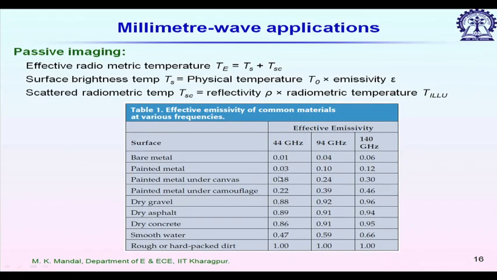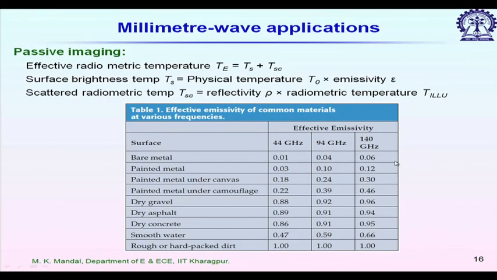Now, if I go through different values for the effective emissivity of different materials, we see that emissivity varies with material. Not only that, emissivity is also a function of frequency. For example, bare metal has an emissivity of 0.01 at 44 gigahertz, and it increases to 0.06 at 140 gigahertz. If you go through the table, rough or hard packed dirt is a very good emitter. Emissivity is 1 at 44 gigahertz, at 94 gigahertz, even at 140 gigahertz.